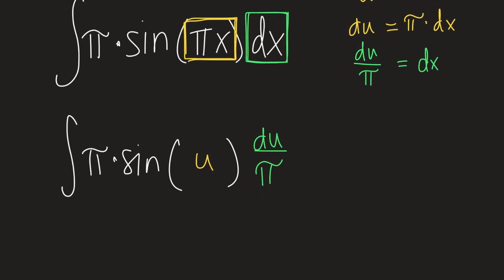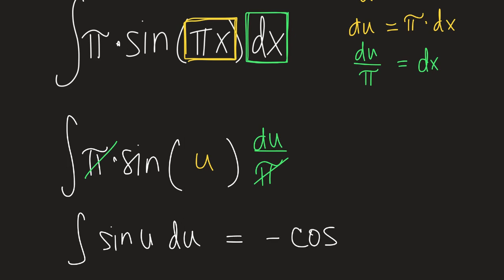Now hopefully things like this happen where the pi in front divides by the pi there, and we have a super simple integral, the integral of sine of u du. Sine is the antiderivative of, well, nothing but cosine has a derivative of negative sine, which means sine has an antiderivative of negative cosine of u, plus c.